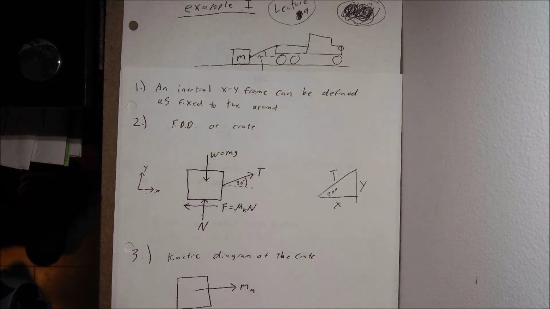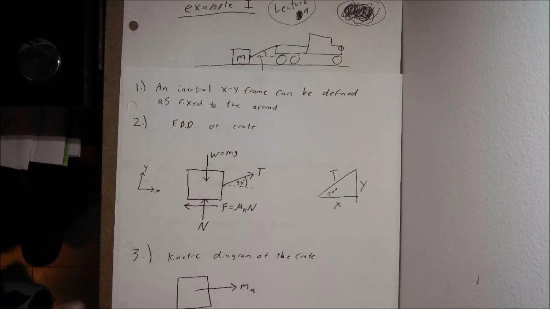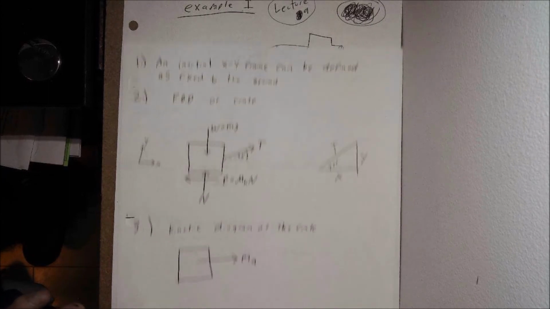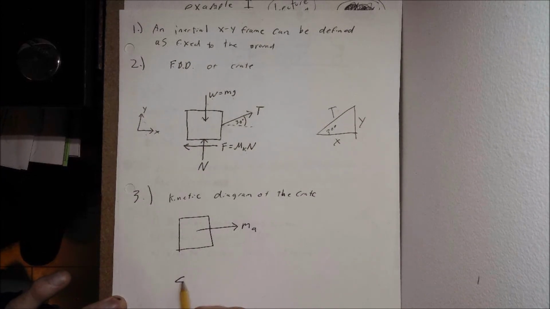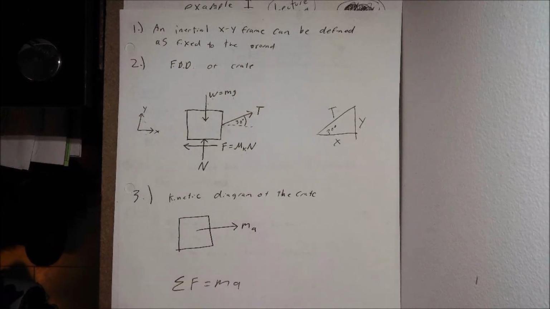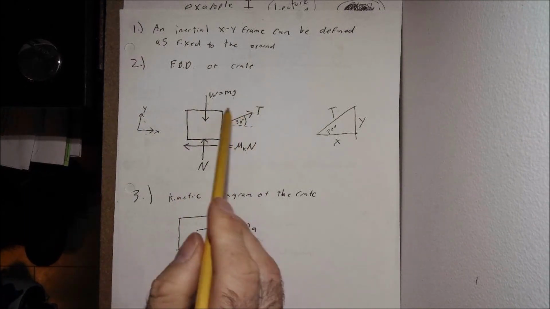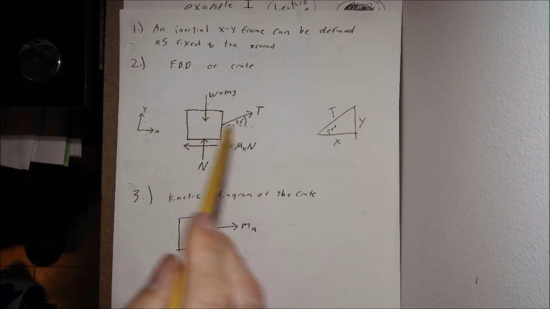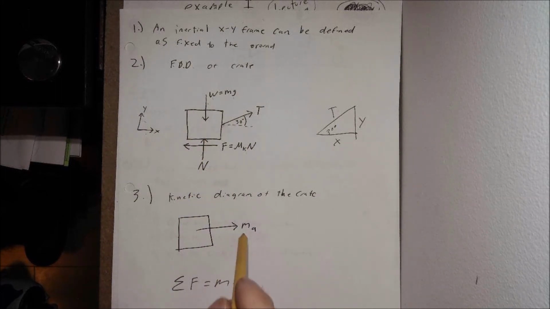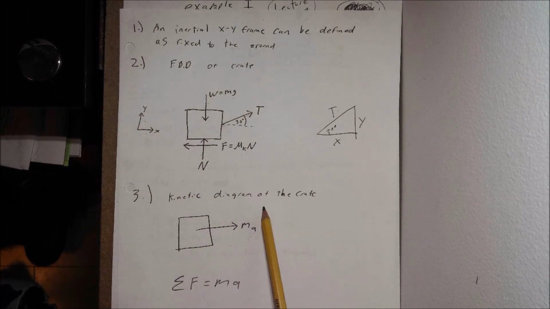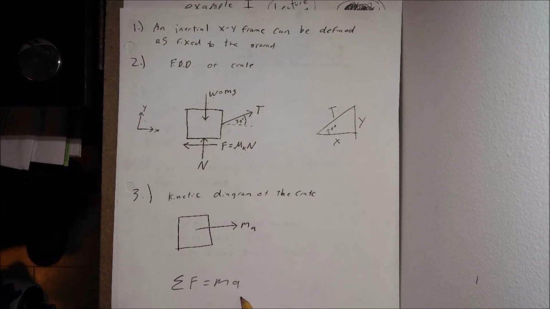Now, from our free body diagram and our kinetic diagram, if they asked us to take this one step further, we could say the summation of forces is equal to mass times acceleration, and we could start filling in all of our summation of forces in the x direction and y direction separately, and then all of our kinetic information from our kinetic diagram on the right hand side of the equation here for Newton's second law.